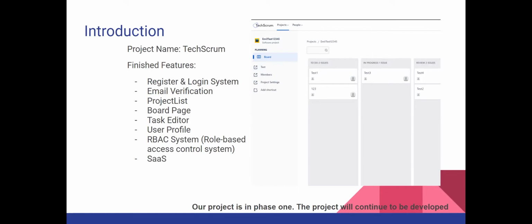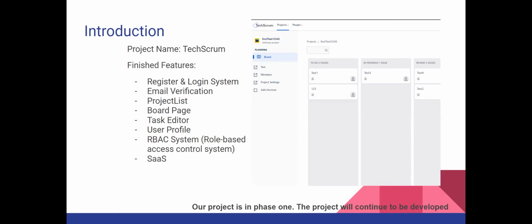Here are some highlights of our key features. We have a register and login system. A new user can register and then log into the system via email verification. After logging in, you will see a project list, and you can also create your own project. In the project, you will have a board view, which is a Kanban board. In the board, you can create and edit tasks, which are called cards. A user can also change their own profile, including name and other basic information.